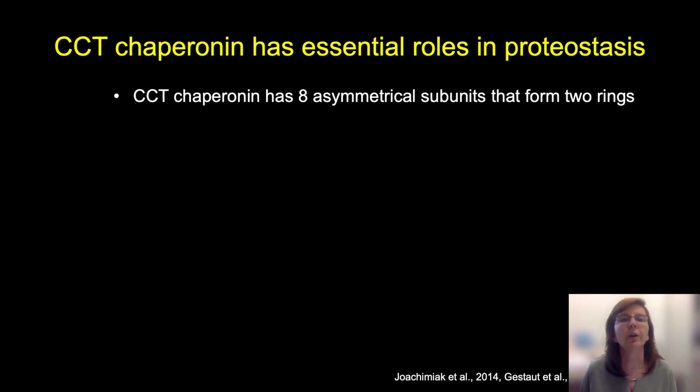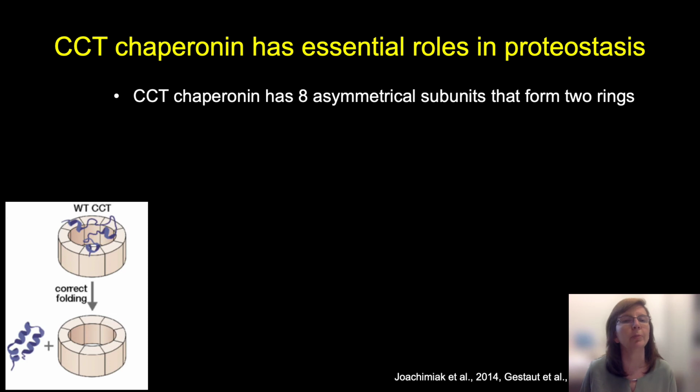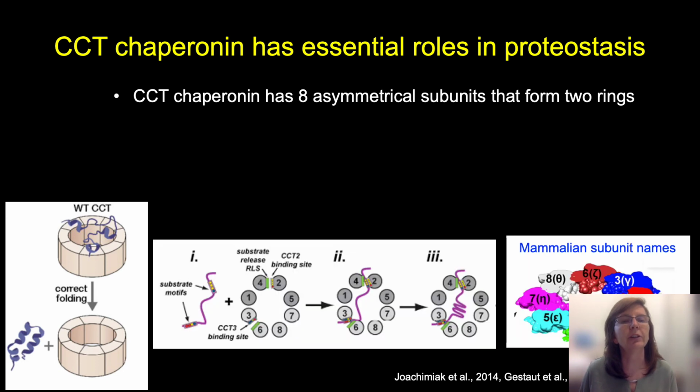Okay. So there are 8 asymmetrical subunits that form 2 rings to form this sort of cylinder folding machine, which is shown in this cartoon. You can see a different view of these 8 subunits labeled 1 through 8. In this middle cartoon, the purple protein is the substrate. It's going to specifically interact with different subunits of the CCT chaperonin, and then in an ATP-dependent manner, the proteins are folded and then released.